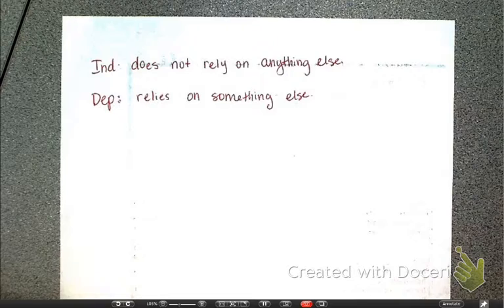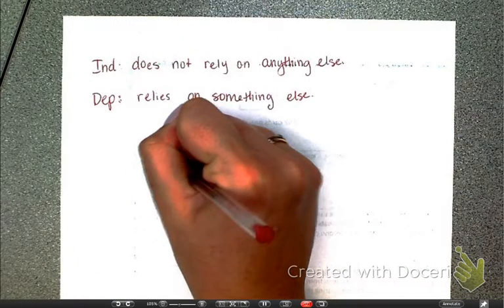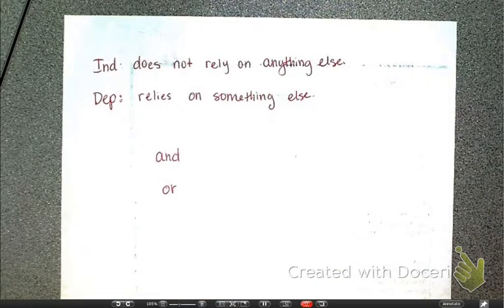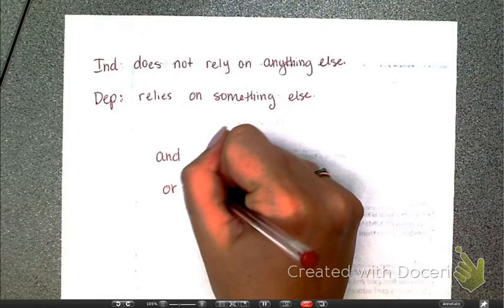Okay. We also have 2 words that are super important. And, and or. Okay. So we have been dealing with or probability. What is the probability of pulling a red marble or a green marble? What did you do in that situation? You added them together, right? You figured out how many red ones you had, you figured out how many green ones you had, and you added them together. So anytime you see the word or, you are going to add.